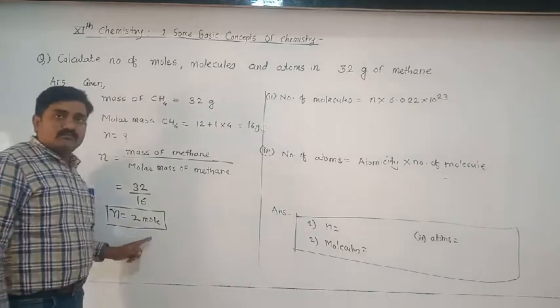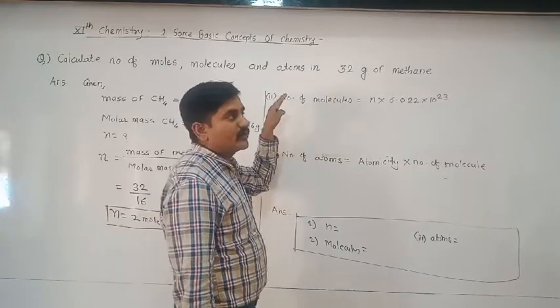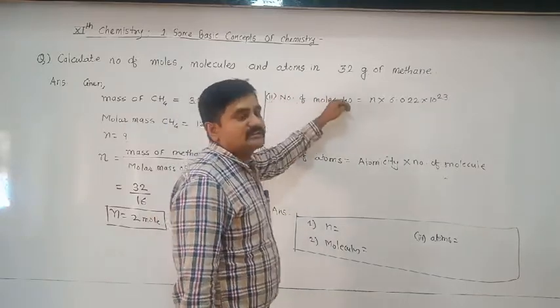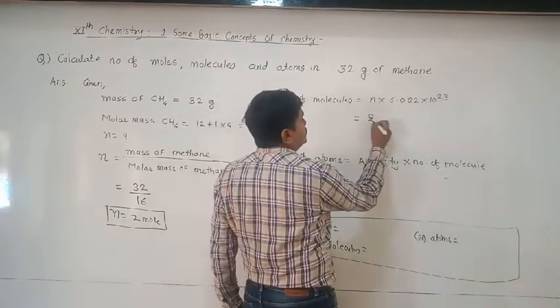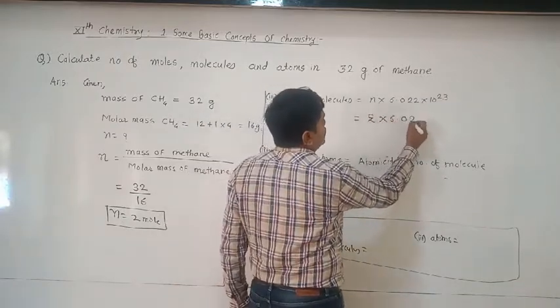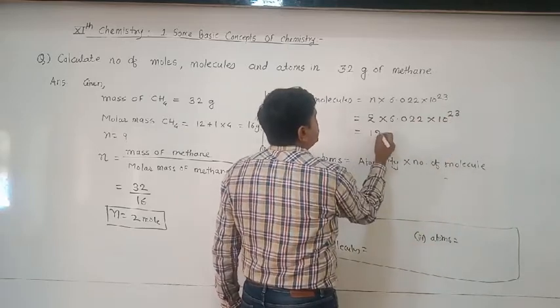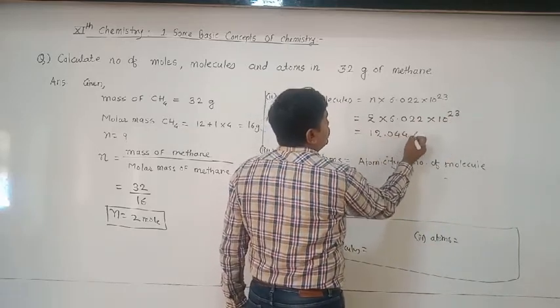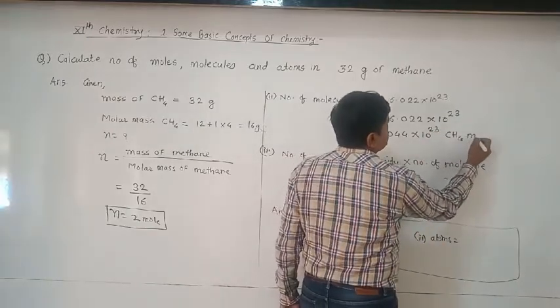Okay, once you get the number of mole, you can easily calculate number of molecules. What is the formula of number of molecules? Number of molecules is equal to N into Avogadro's number. N किती आलाय 2. 2 into 6.022 into 10 raised to 23. It is 12.044 into 10 raised to 23 CH4 molecules.